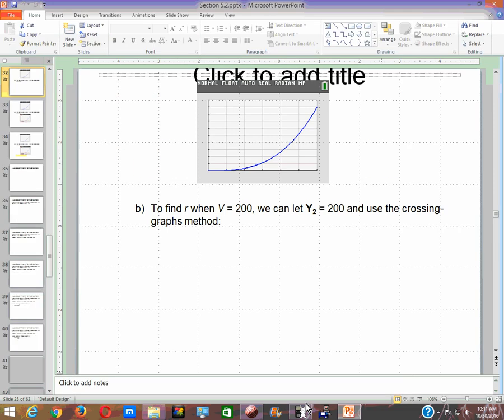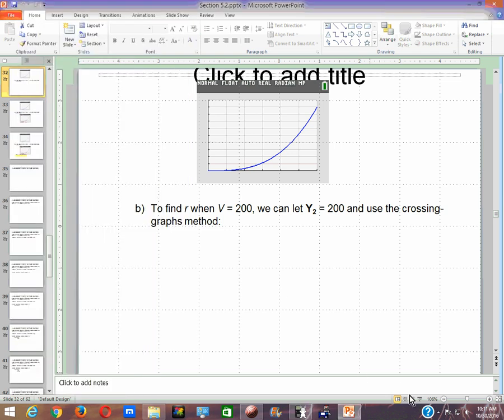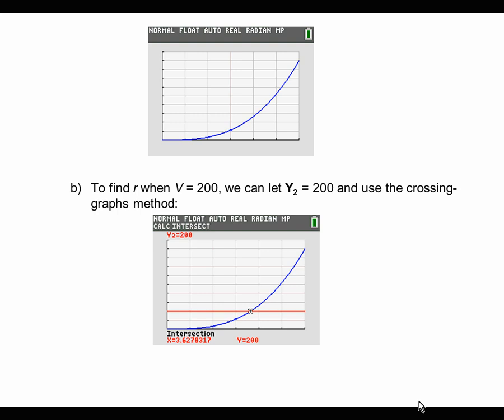So if we do this on our calculator, y equal, let y2 be 200, and find out where they intersect. Second calc, choice 5. Yes, that's y1. Yes, that's y2. Guess 3. Sure, why not? Okay, we're getting 3.6278 and so on. So, to the nearest hundredth, the radius is about 3.63 inches.